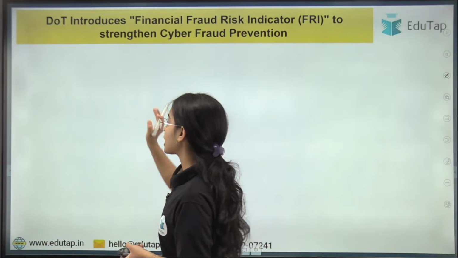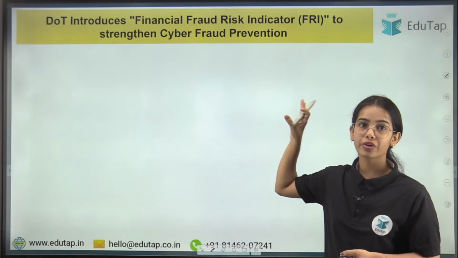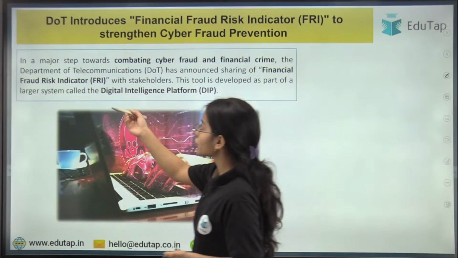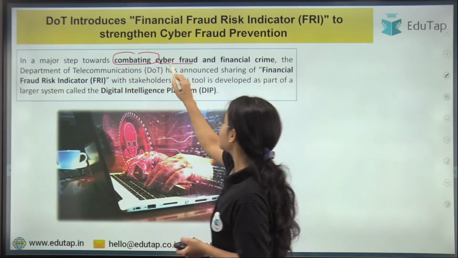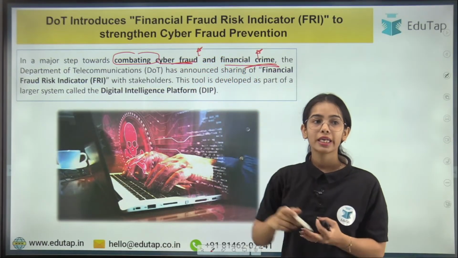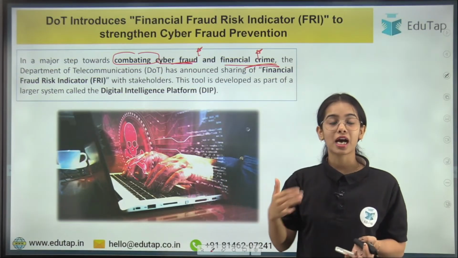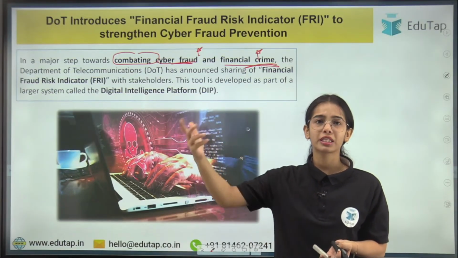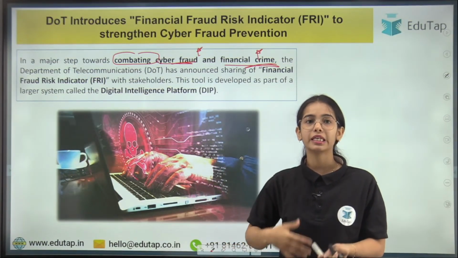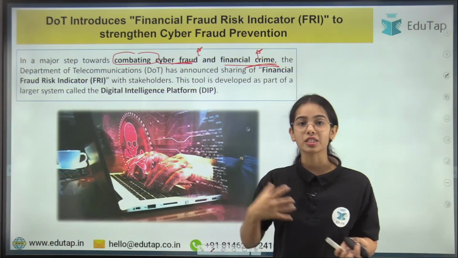Now coming to the next news article, that is a shorter one. The Department of Telecommunications introduces the Financial Fraud Risk Indicator to strengthen cyber fraud prevention. Basically, in a major step towards fighting cyber fraud and financial crime, both of which are becoming very prominent now. Like I have seen many of my relatives getting calls saying just transfer the money, I'm your mother or I am your grandmother, I require the money immediately, or I am this government official, I'm talking from this police station, transfer the money and such.